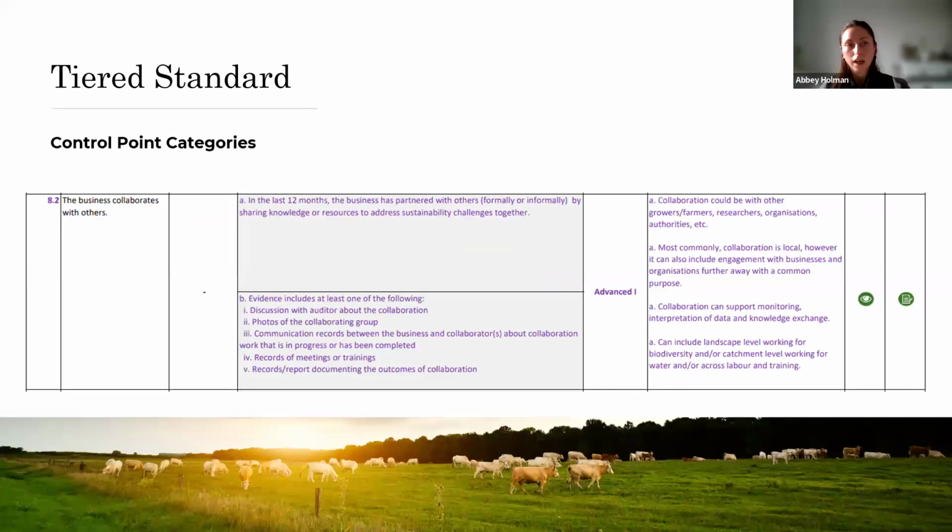A next level up, for example, would be requiring a business to engage in collaboration with others. So we've categorized this as an advanced 1 control point. This is the next step, the next level up from that knowledge sharing and learning. And collaboration is more about building on those relationships, more formally or informally, by partnering with others and looking to collaborate and cooperate together.